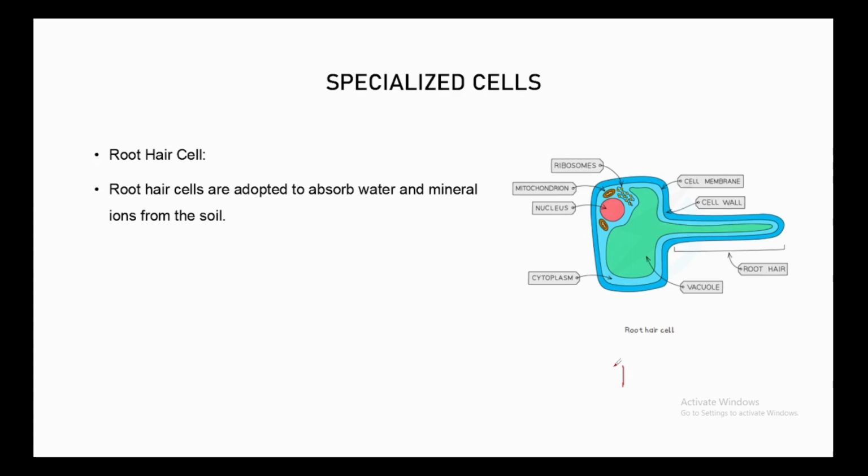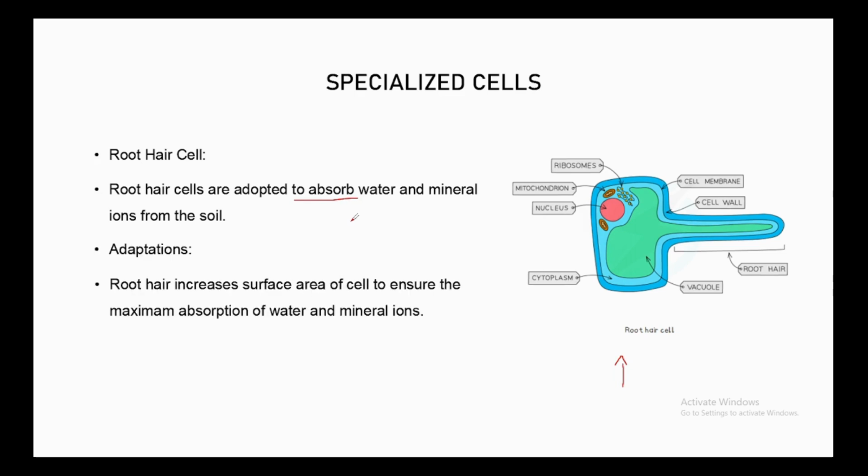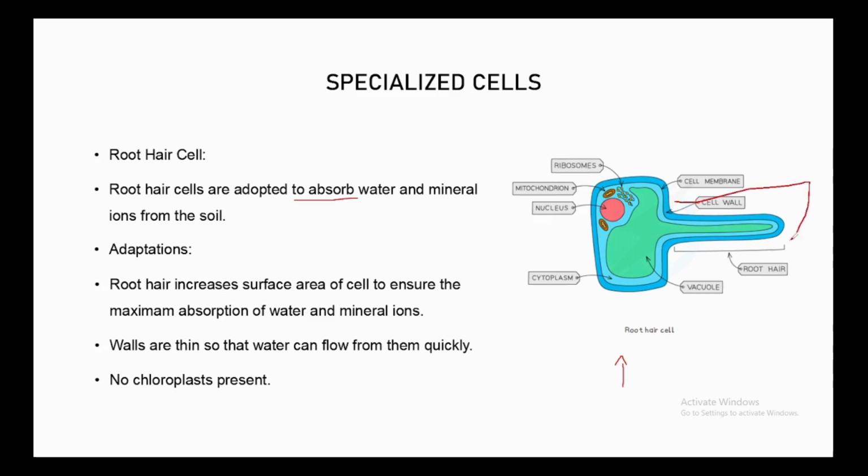Root hair cell. This is the diagram of a root hair cell. Root hair cells are adapted to absorb water and mineral ions from the soil. It means their main function is the absorption of water and mineral ions. Root hair cells increase the surface area of the cell to ensure maximum absorption of water and mineral ions. Walls are thin so that water can flow through them quickly. No chloroplast is present in them. We can see that their surface area is also increased by this long tail.